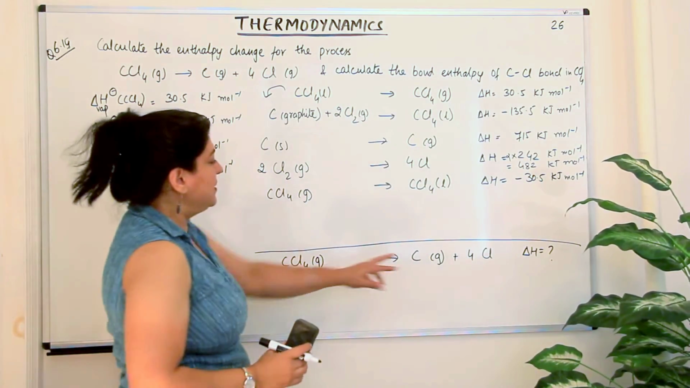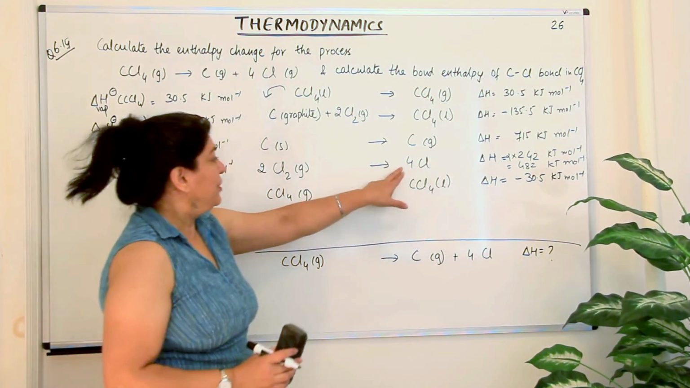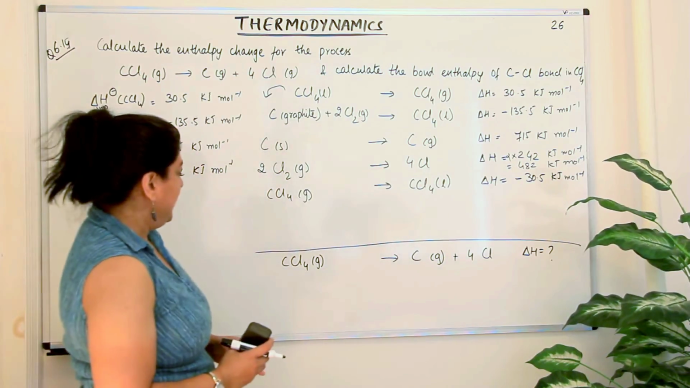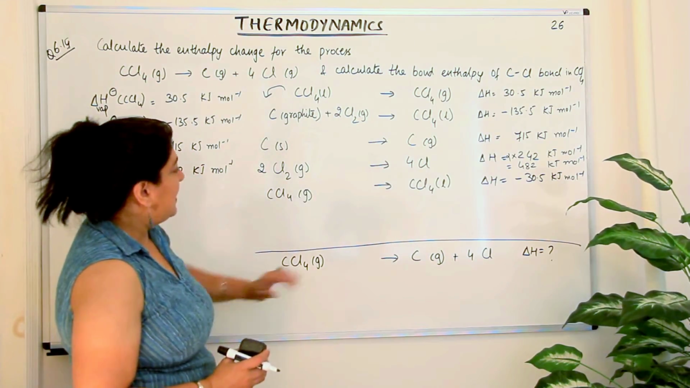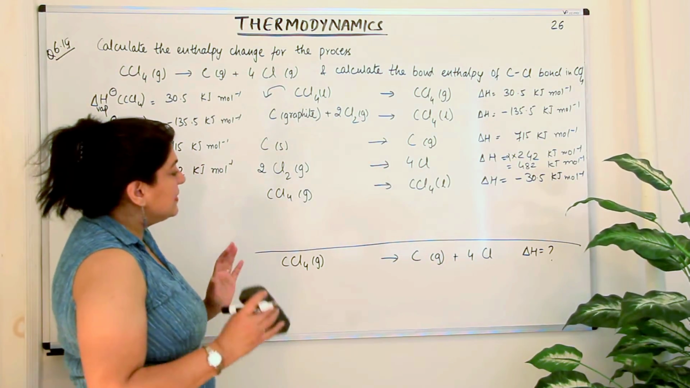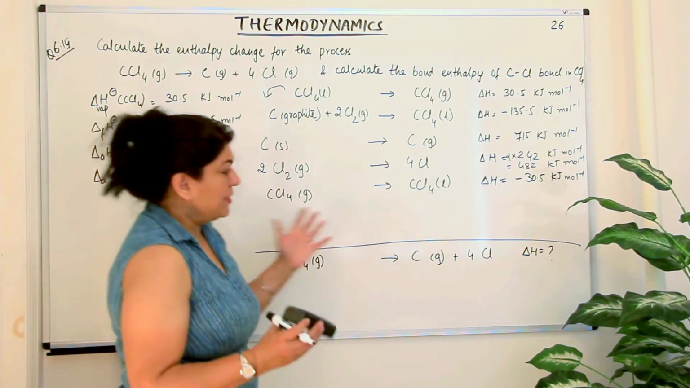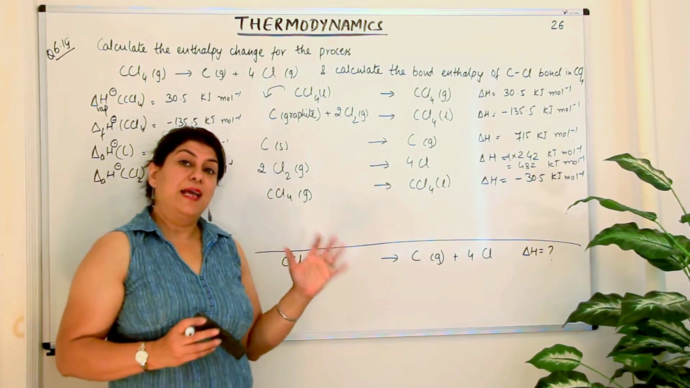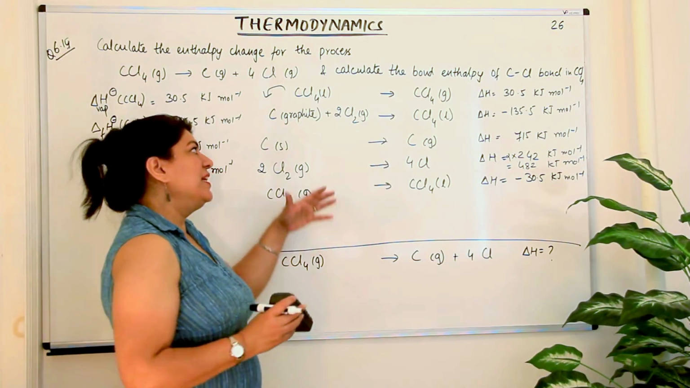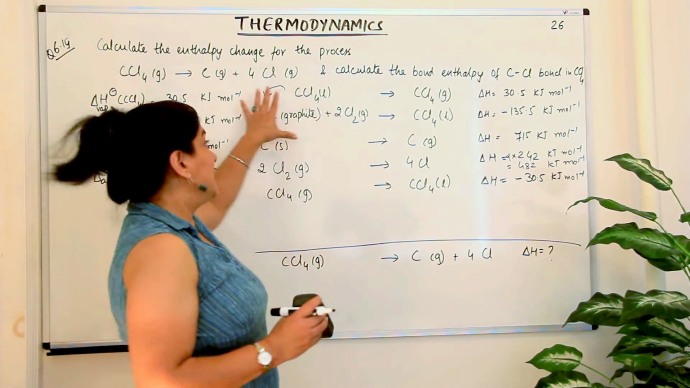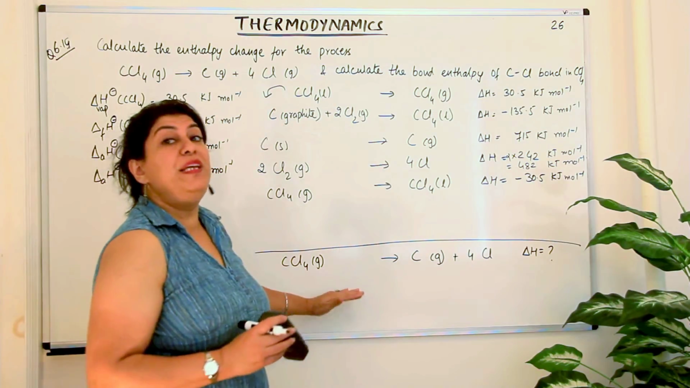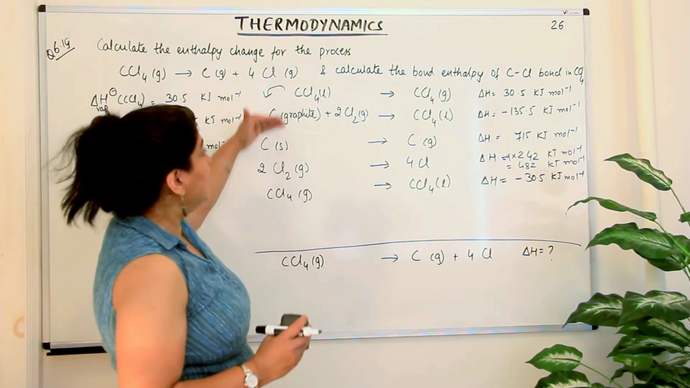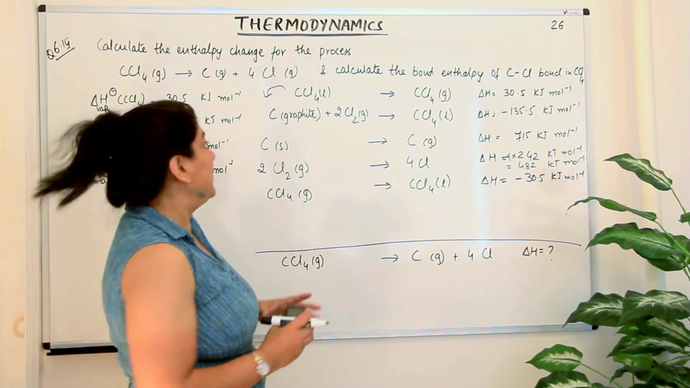So what have I done in this step? I've got 4Cl here. I got CCl4 in the gaseous state here. Now what else? I got carbon in the gaseous state here. So if you really look at it, I do have these things in the proper place. But yet, the sum of all of these should be this reaction. Is the sum of all these steps coming out to be this reaction?